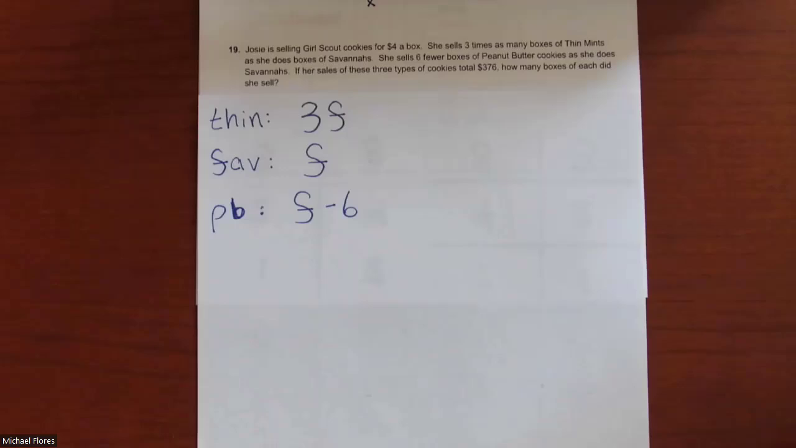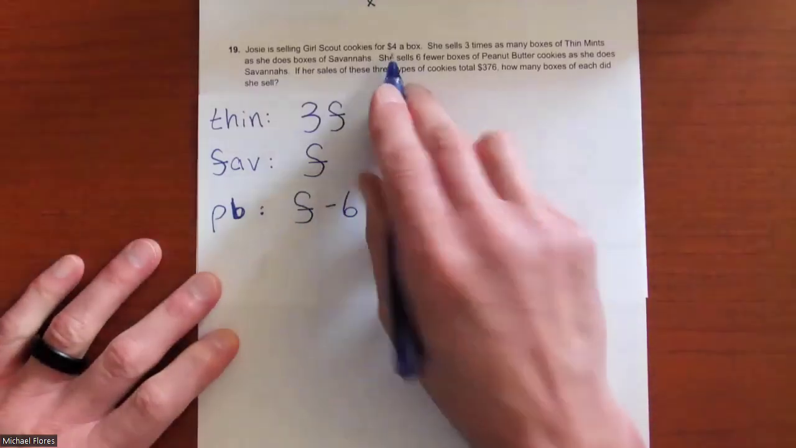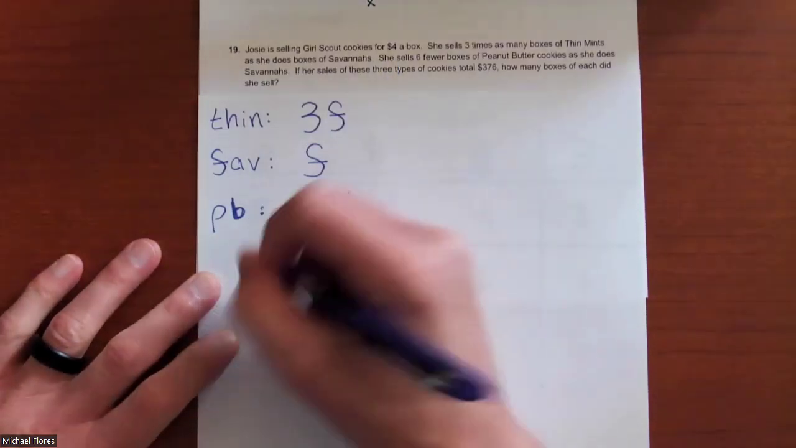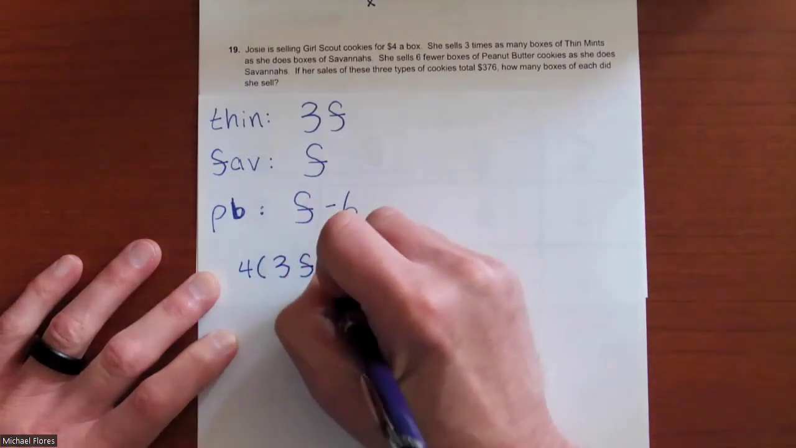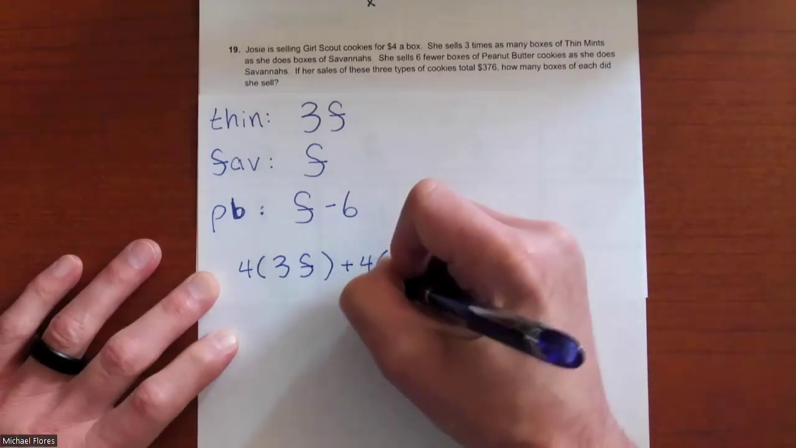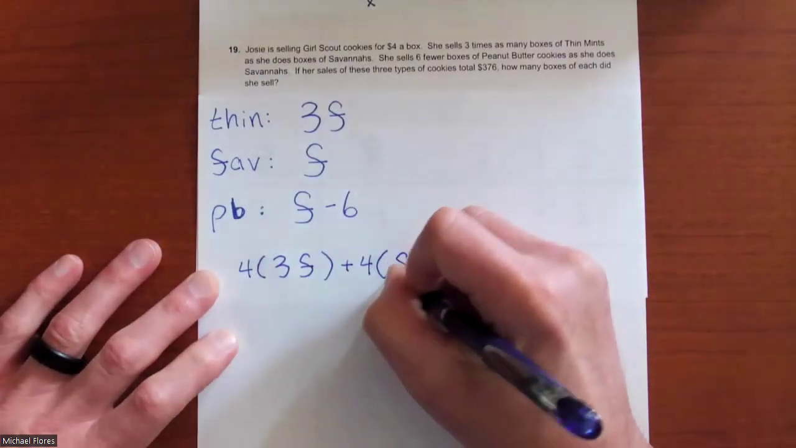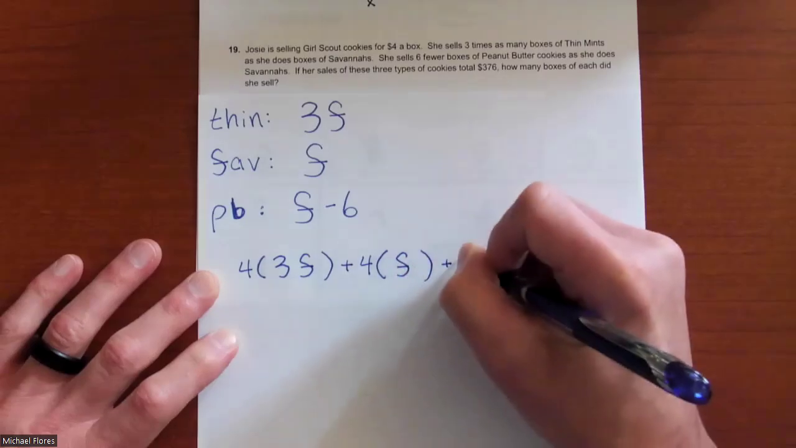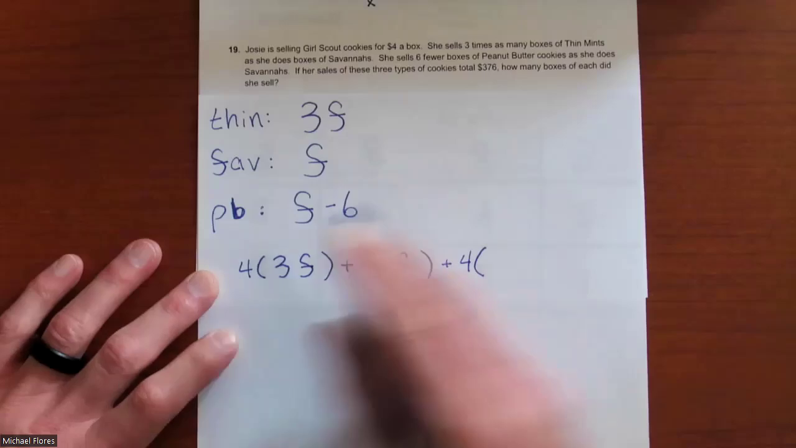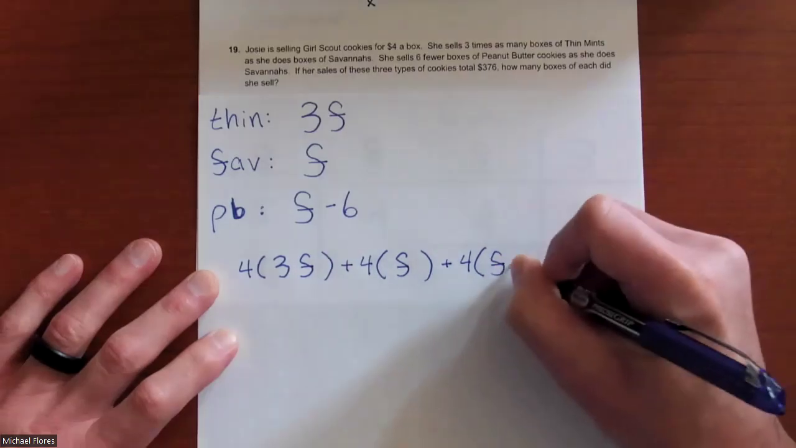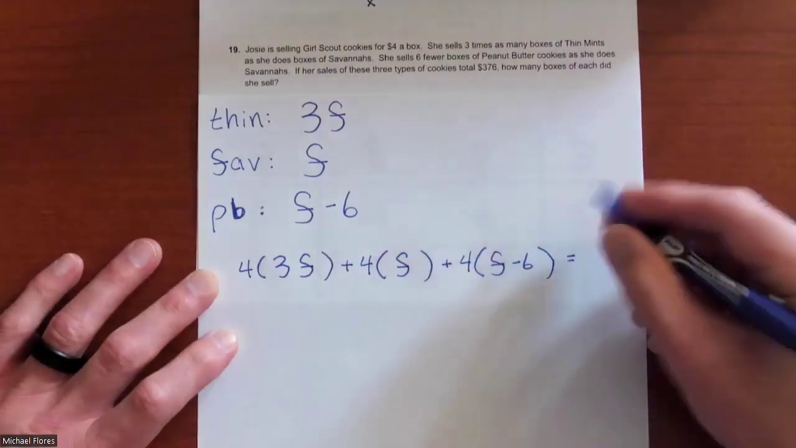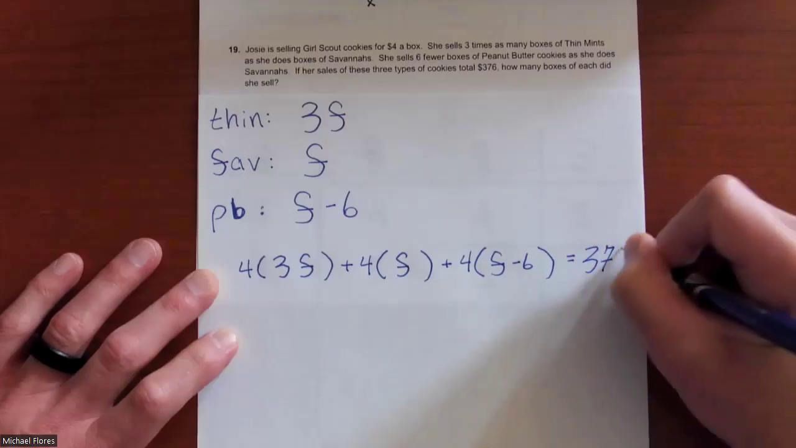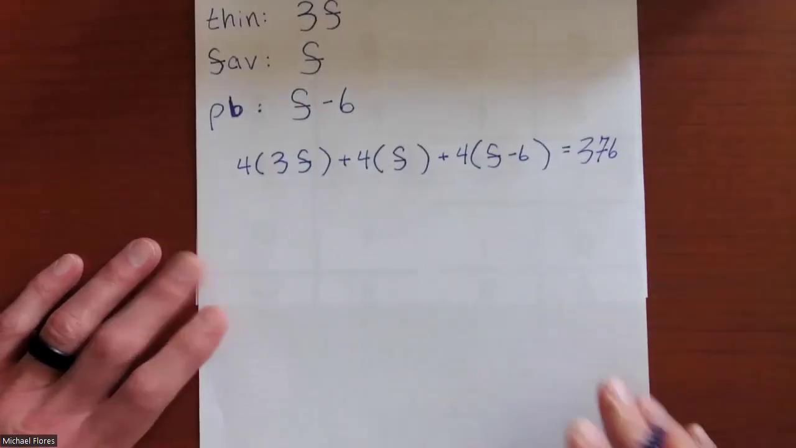Now, let's remember that each of these costs $4 a box. So here's how we're going to set up our problem. Let's start with 4 times the amount of Thin Mints that we sold, plus 4 times the amount of Savannah's that we sold, plus $4 times the amount of peanut butter that we sold. And we're going to set that equal to the dollar amount. And now we're going to start distributing.